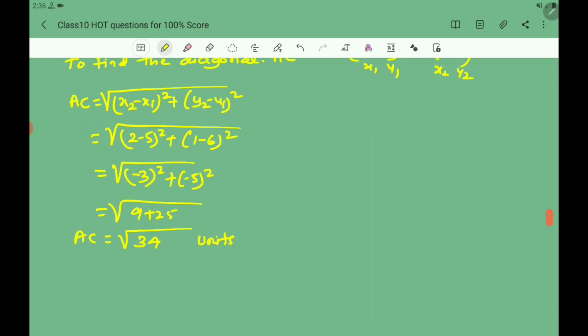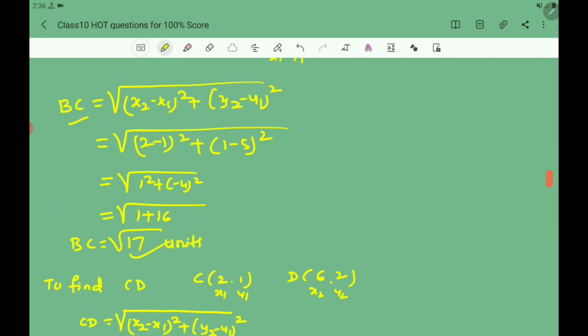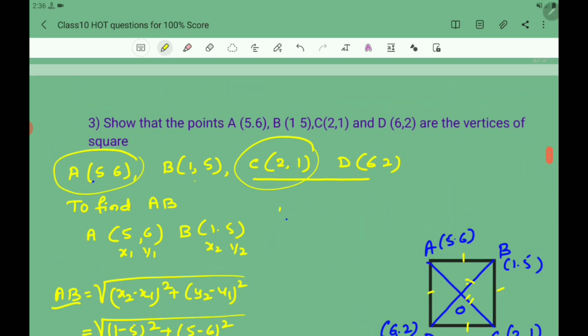Then you take the diagonal BD. To find the diagonal BD, here you take B(1,5), D(6,2).